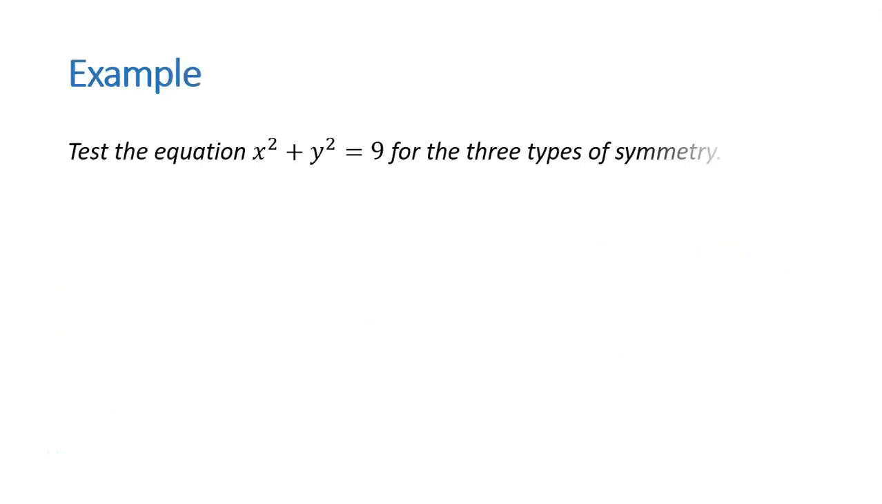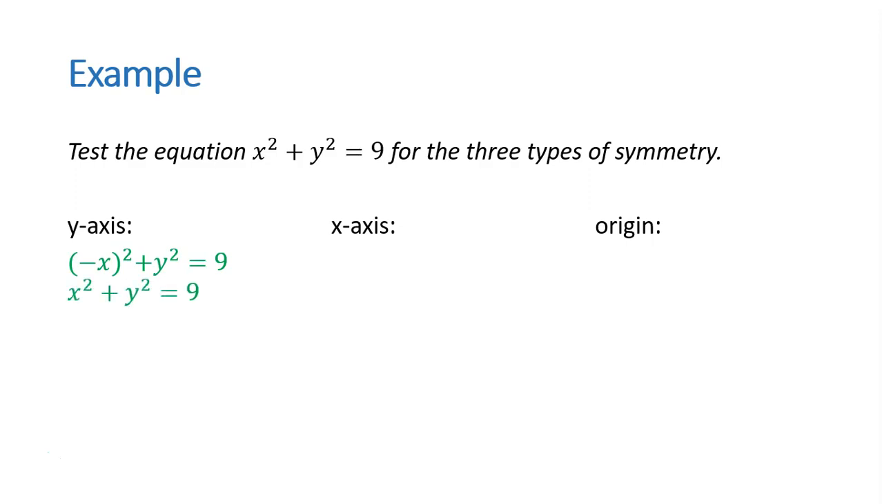Let's try one final example. Our final equation is x squared plus y squared is equal to 9, and we want to test for all three types of symmetry. For y-axis symmetry, we're plugging in a negative x in place of x. Again, we're squaring, and as we've already decided, squaring eliminates a negative, so we're left with x squared plus y squared is equal to 9. This equation matches the original, so we have y-axis symmetry.